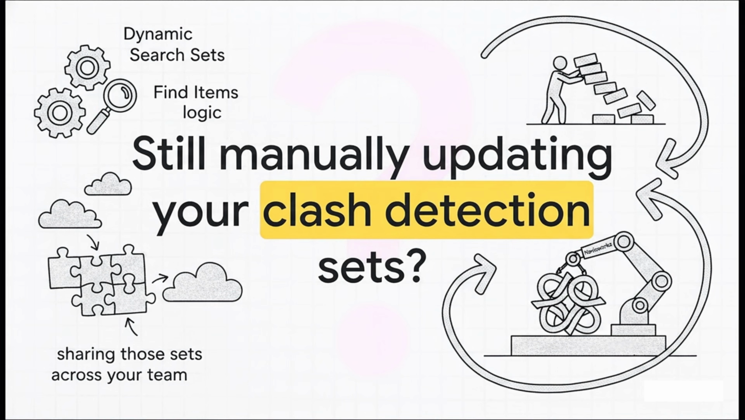By getting the hang of dynamic search sets, dialing in that precise find items logic, and actually sharing those sets across your team, you're fundamentally changing how you manage BIM data. So I'll leave you with this final thought to chew on. Are you really still manually updating your clash detection sets every single time a new model drops? Or is it finally time to let Navisworks shoulder that heavy lifting for you?